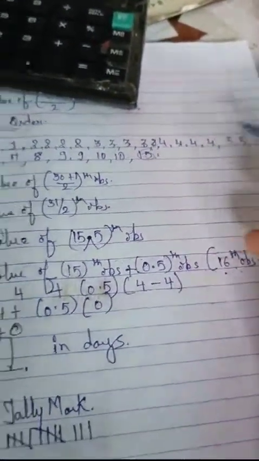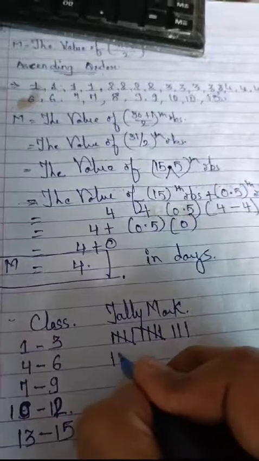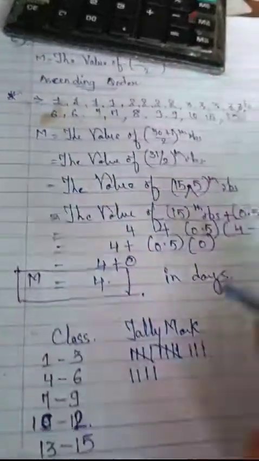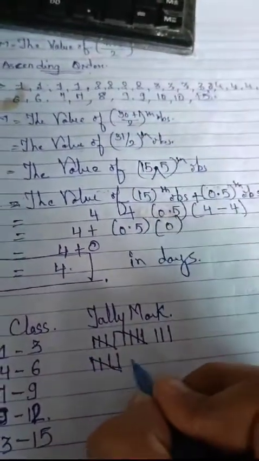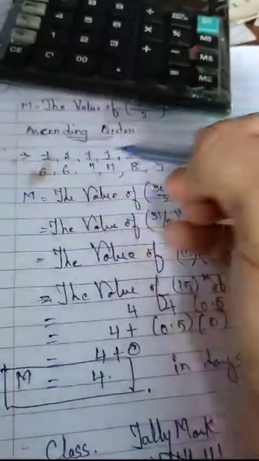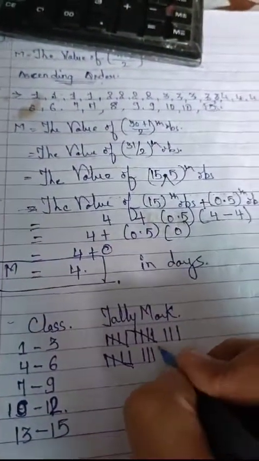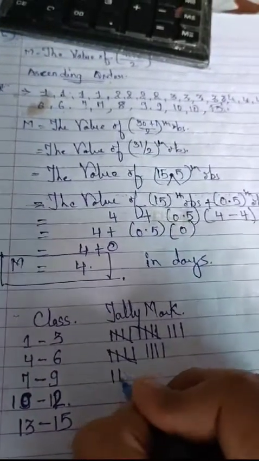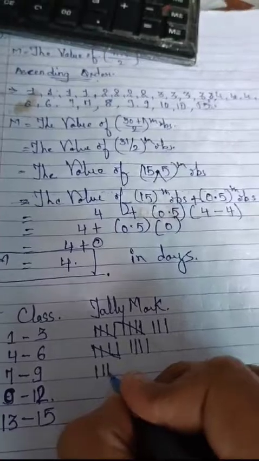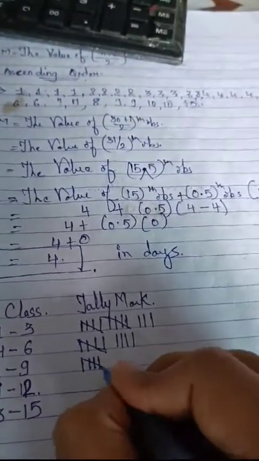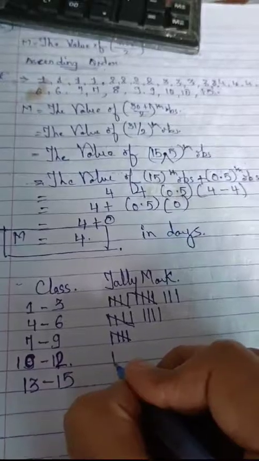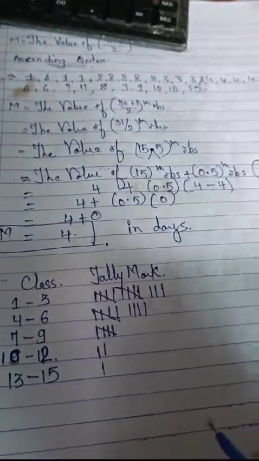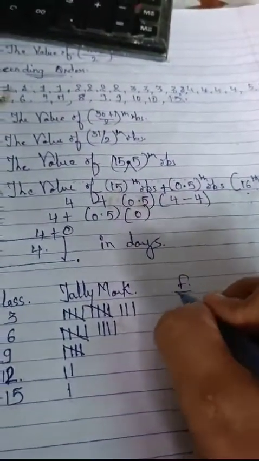Then 4 is how many times? 4 coming in the next line. 1, 2, 3, 4. After that, 5 is coming how many times? 3 times. 1, 2, 3. Then 6 is coming how many times? 2 times. 1, 2. Okay, 7 is coming how many times? In the next line, 2 times. 8 is coming 1 time. 9 is coming 2 times. 10 is coming in the next line how many times? 2 times. Then 11, 12, 13, 14 are not there. 15 is coming how many times? 1 time.